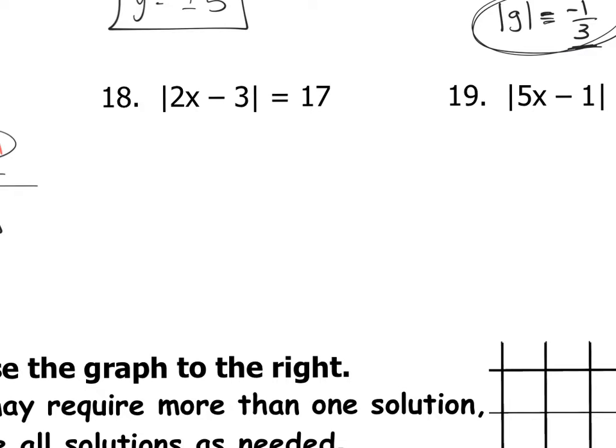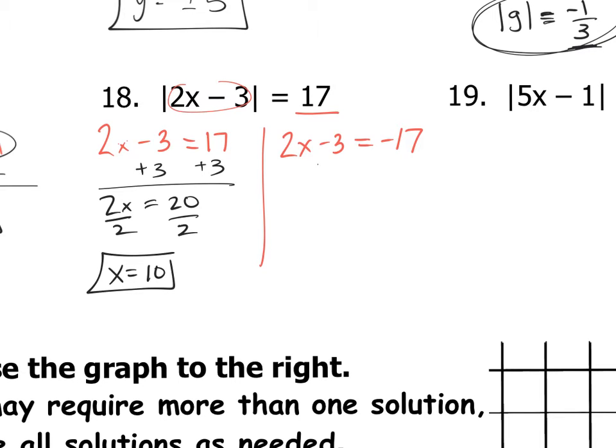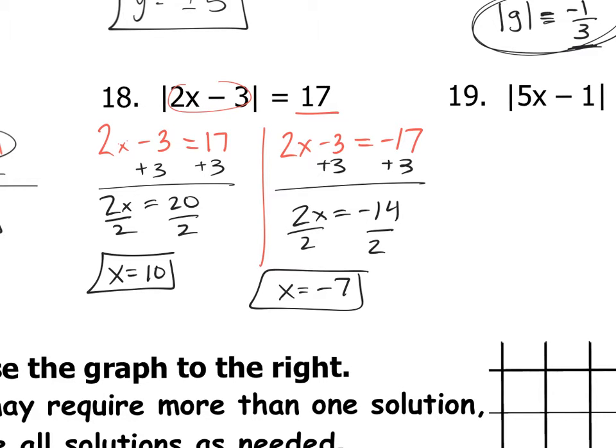We're going to do the same thing on 18. Take this stuff out of the absolute value and set it equal to the positive of its answer and to the negative of its answer. And then we're ready to solve. If I add 3 to both sides, then I have 2x equals 20. And then if I divide by 2, I have x equals 10 for one of my answers. If I add 3 to both sides over here, I have 2x equals negative 14. And then if I divide by 2, I have x equals negative 7 as one of my answers.